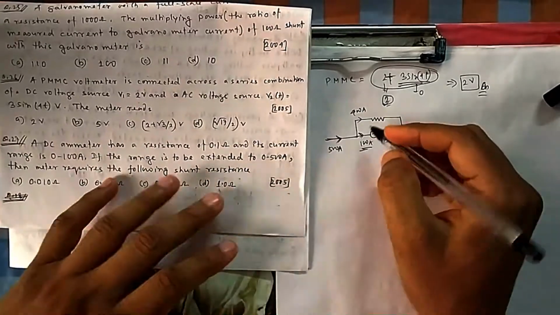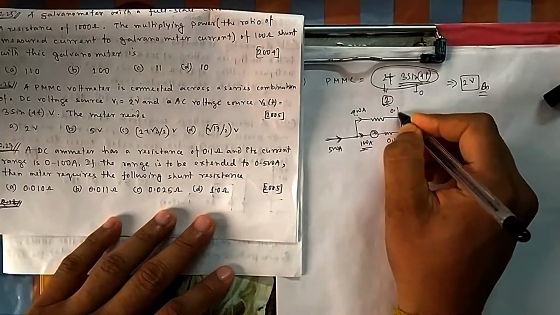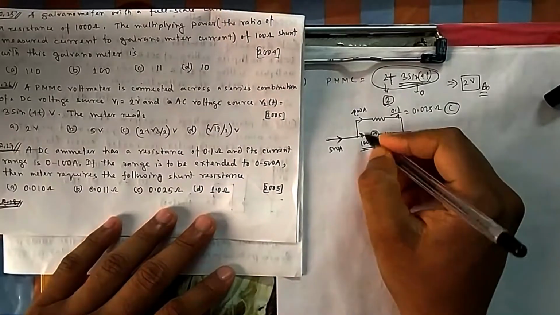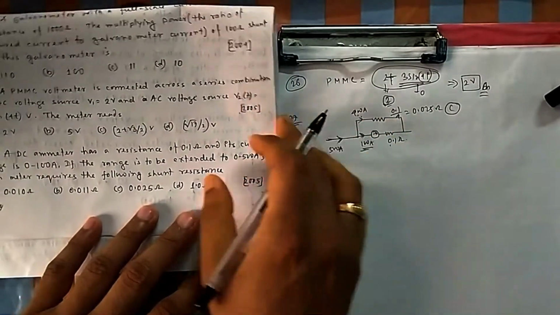Now you see in the current ratio, current should be 4 times. That means your resistance should be 4 times less. So it is 0.025. That is your option C. Because current is 4 times, resistance should be 4 times less. So it is as simple as that.